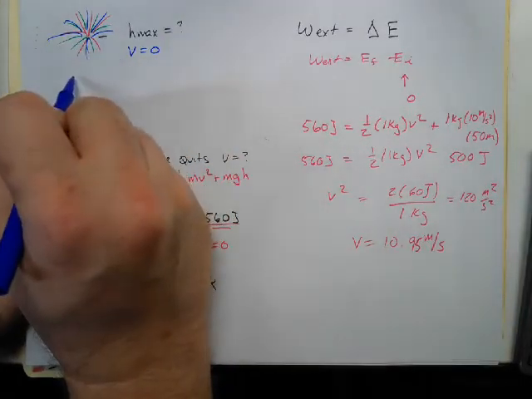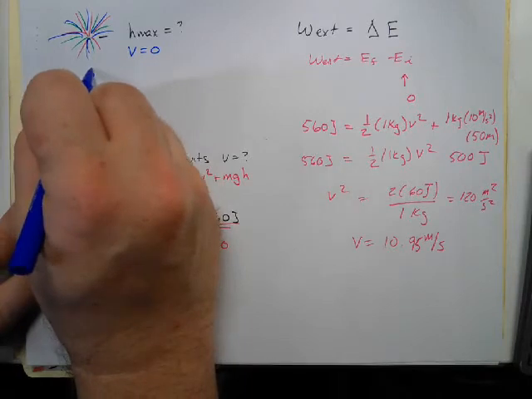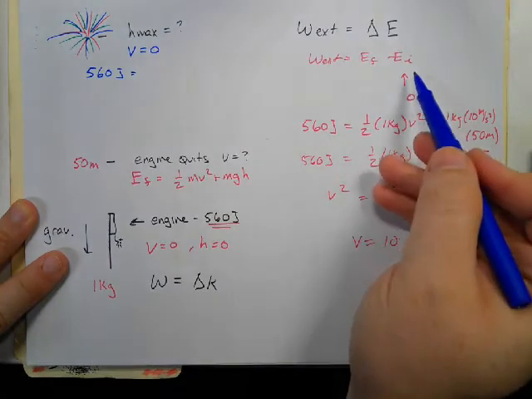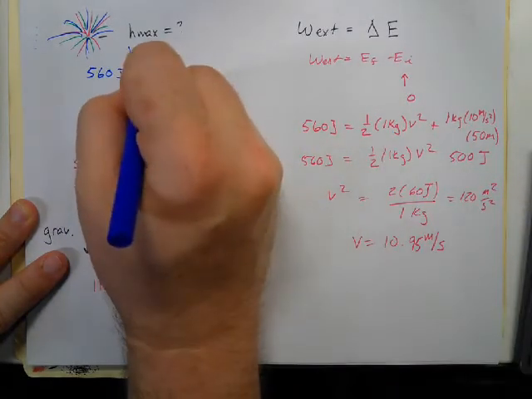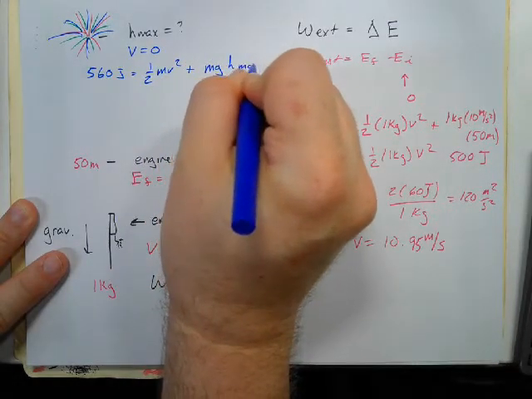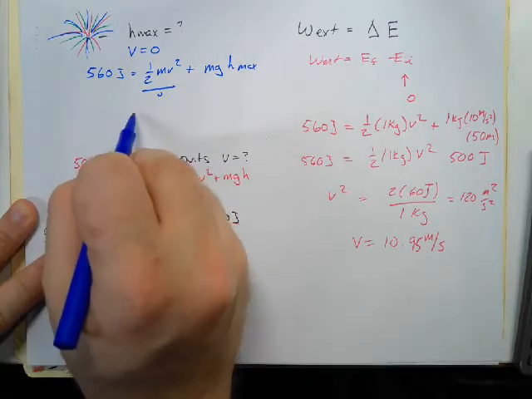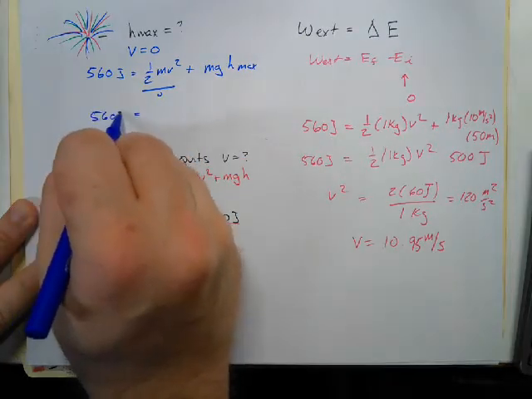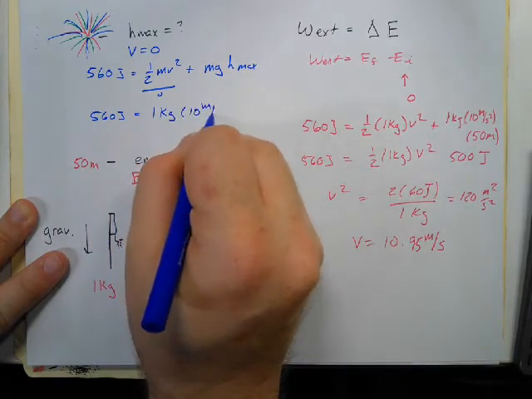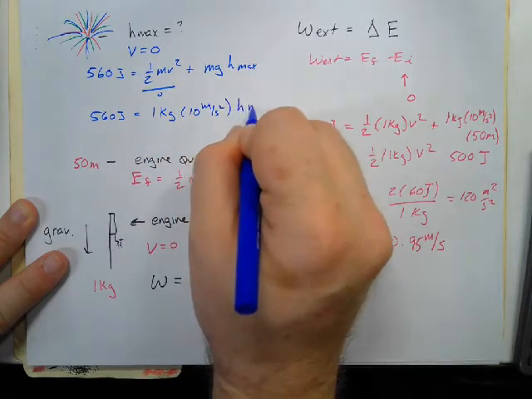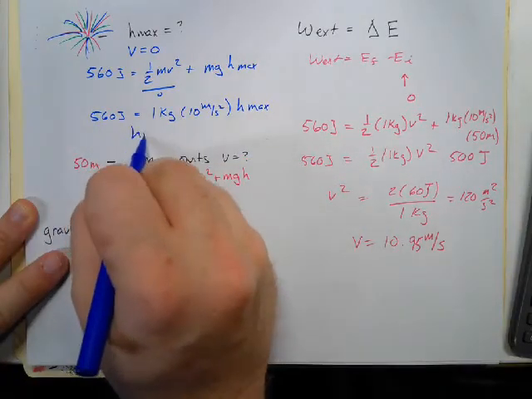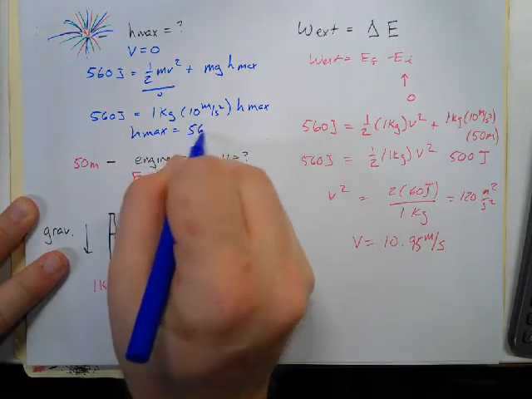We can say that external work from the engine is 560 joules. And then E initial is still zero. E final is 1/2 mv squared plus mg h max. This term is zero, so 560 joules is 1 kilogram times 10 meters per second squared times h max. And now we can solve, and what we get is that h max is 56 meters.